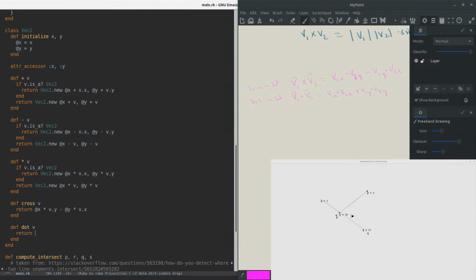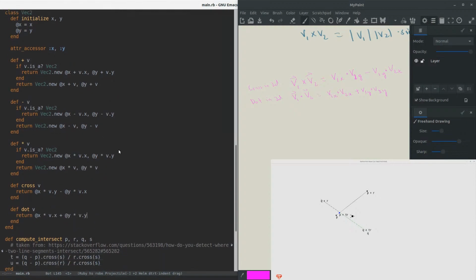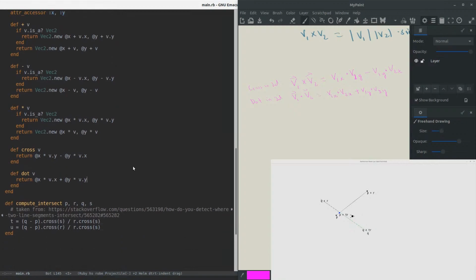I know I'm explicitly writing the returns here when I don't need to, but that's what happens when you have been programming in C++ for I don't know how long. Yeah, 15 plus years, I guess. So anyway, that should work. Now let's actually run compute intersect on.